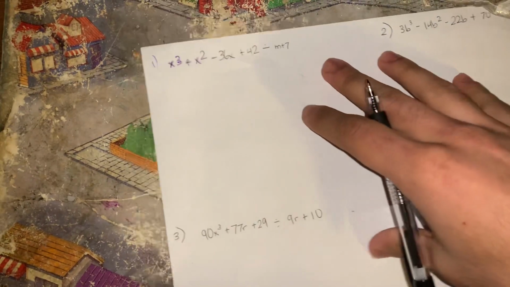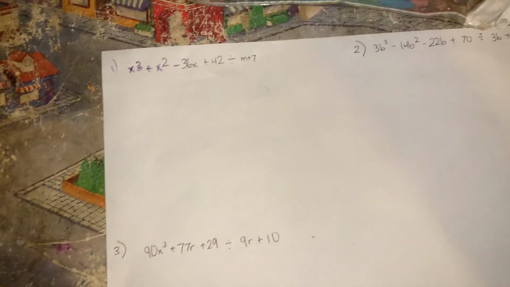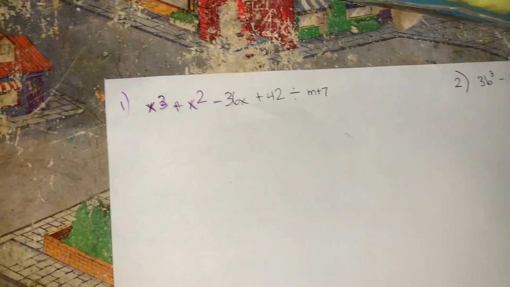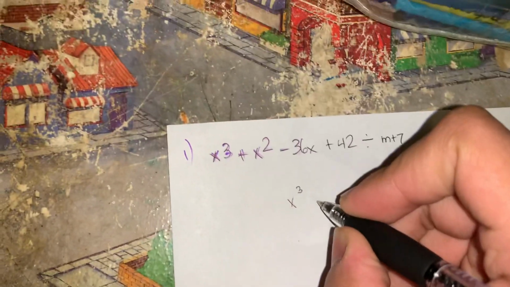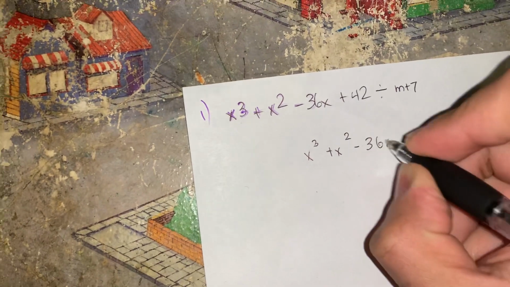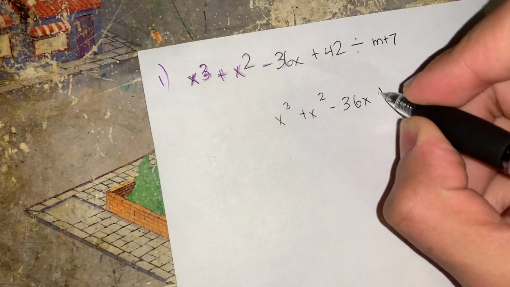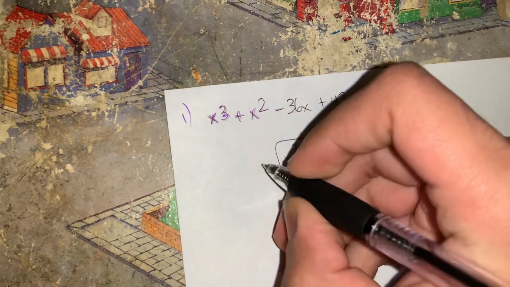So first we'll do problem number 1 together. It's going to be x to the third plus x squared minus 36x plus 42 divided by x plus 7. Now this looks really complicated, but the first step is to set it up in the long division format. So just rewrite x to the third plus x squared minus 36x plus 42 divided by x plus 7.